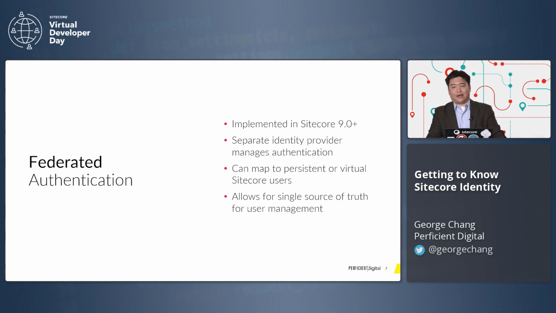This, in identity speak, is called a claim, and you can map claims back to specific Sitecore roles to be able to provide adequate security to your Sitecore users. This allows you to have a single source of truth for your user management. That is, if a content author leaves your organization, they can be removed from your identity provider, and in turn, their access to the Sitecore content authoring portal will be removed as well.